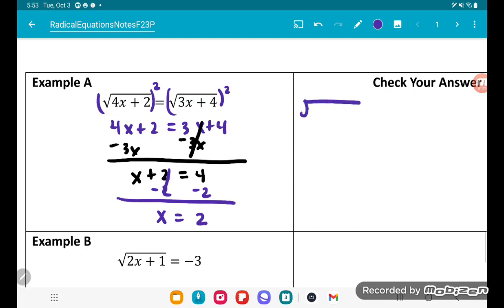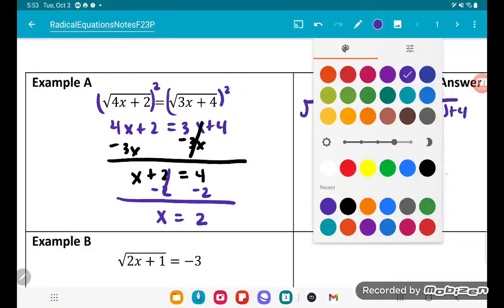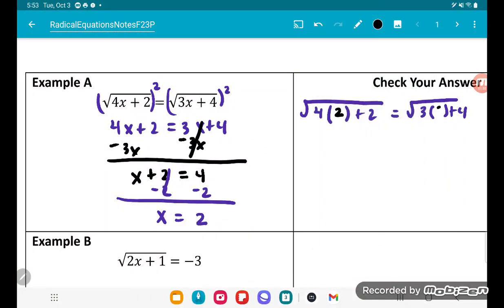Now, we're going to rewrite the original. Instead of x, I'm going to put a 2 in parentheses in the place of x, because our x that we solved for is 2. Now, 4 times 2 is 8, and 8 plus 2 is 10. So on the left, I have the square root of 10. On the right, 3 times 2 is 6. 6 plus 4 is 10. So 2 is the answer to solve example A.